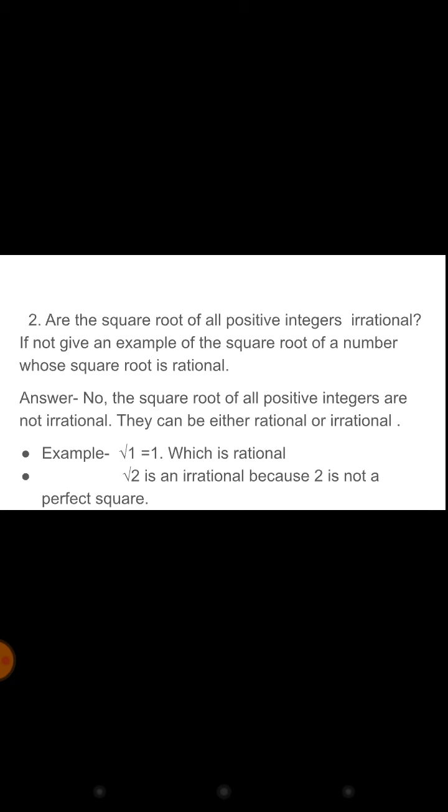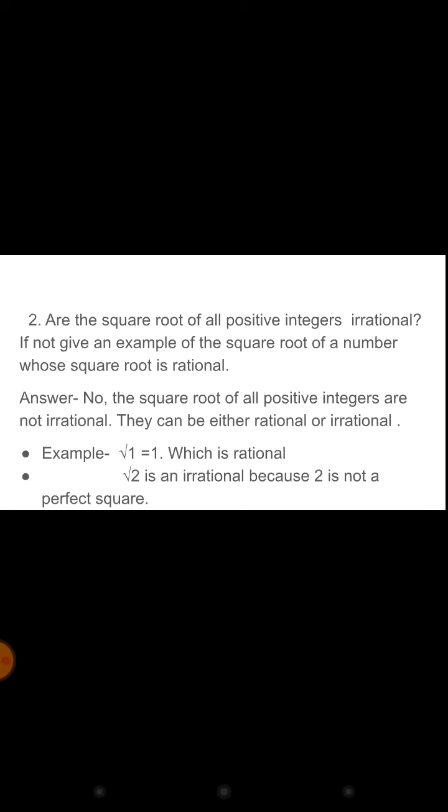Now we come to question number 2 of exercise 1.2. The question is, are the square roots of all positive integers irrational? If not, give an example of a number whose square root is rational. I think you have understood the question. They are asking, are the square roots of all positive integers irrational? But we know when we find the square root of a natural number, we sometimes get rational and sometimes irrational numbers.